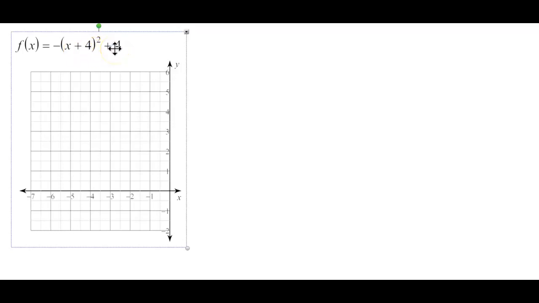I don't have to really calculate anything to find the vertex. I can just look at that and find the vertex. So what you'll be required to do today is to find the vertex, the x-intercept, the y-intercept, and then go ahead and graph your function. So let's start finding the vertex.